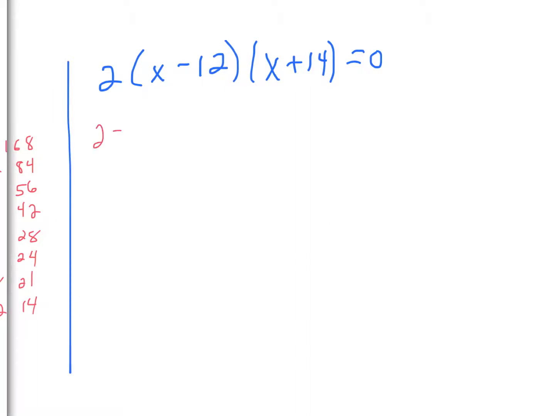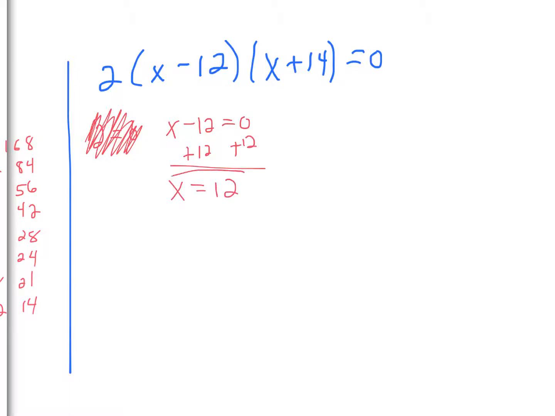Alright, let's solve this. First piece, 2 equals 0. Can we have 2 equals 0? Nope. Away with you. Next one. x minus 12 is equal to 0. So I add the 12. Therefore, x equals 12. Here, x plus 14 is equal to 0. Subtract 14. Therefore, x equals negative 14.